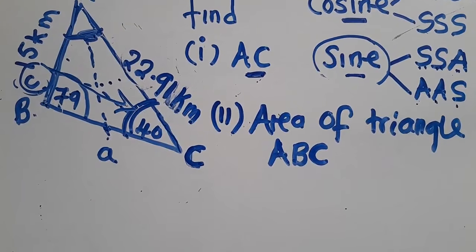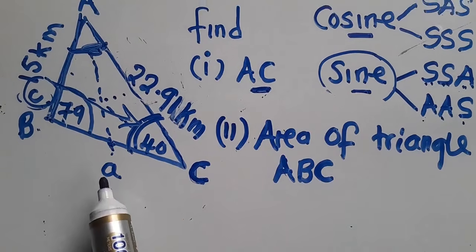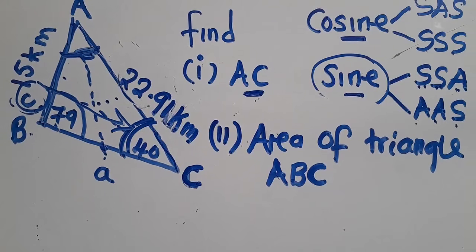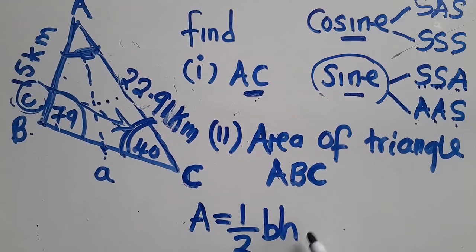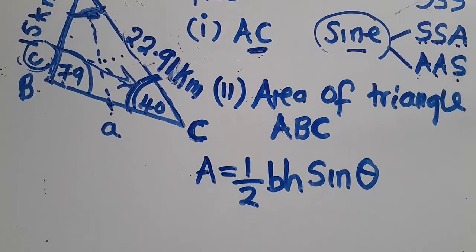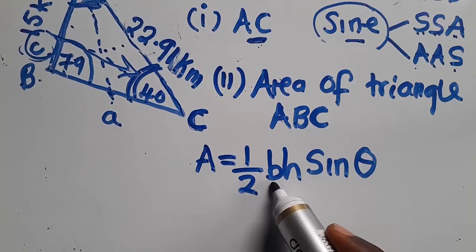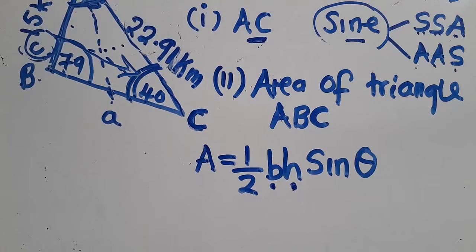So how can you find the area of this triangle? So ABC is this triangle. You know that the formula for the area of a triangle is this one, where you say A is equal to half, like this. Then you say BH sine theta. This is the general formula for the area of a triangle. So now, where is our B and the H? On the B and H, I said that these are the two sides that are putting the angle in the middle.